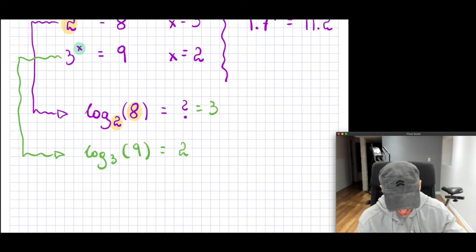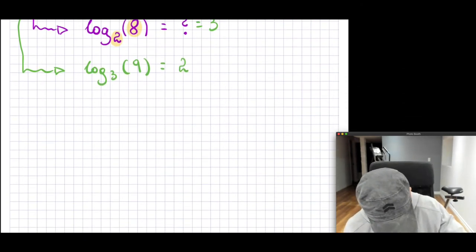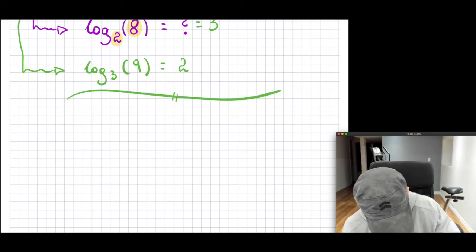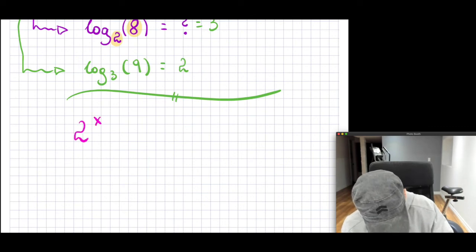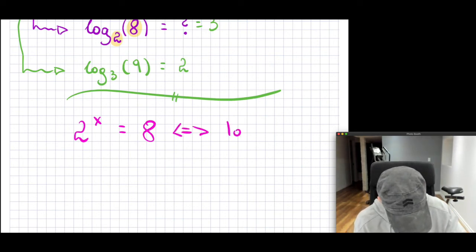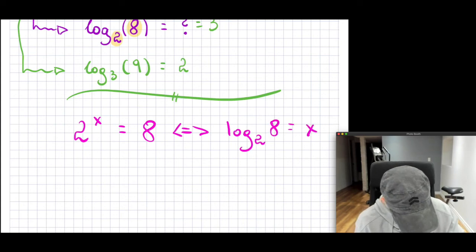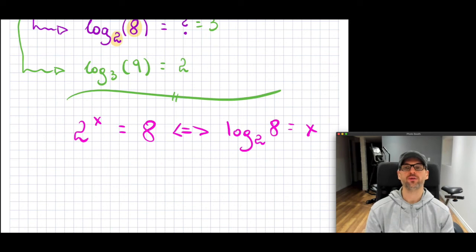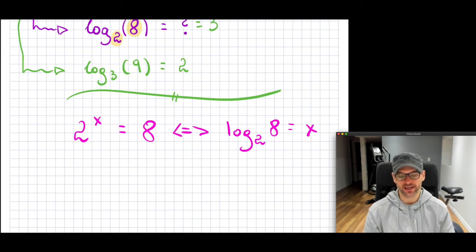And the way that we can write these logs is the following. You can say 2 to the x is equal to, let's say, 8. This is the same thing as writing log base 2 of 8 is equal to x. That is equivalent, and this is true for any base and any output.